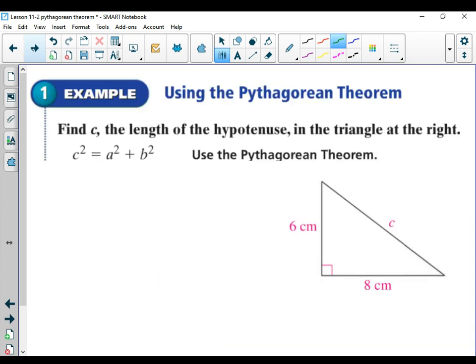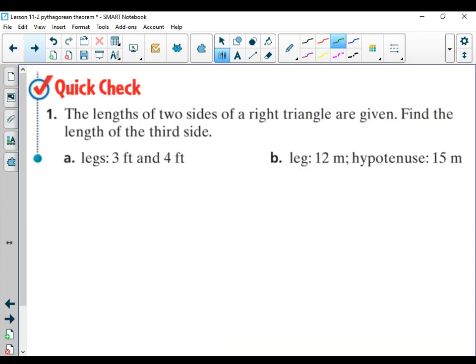So, I want to say box, but it's not really in a box, right? Just on the top, first example, A. It says our legs are 3 and 4. Which one's 3, which one's 4? Doesn't matter, you just add it. Literally does not matter because you're going to be adding and you can add in any order.